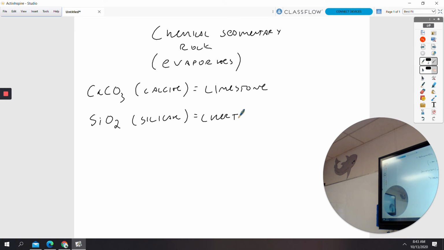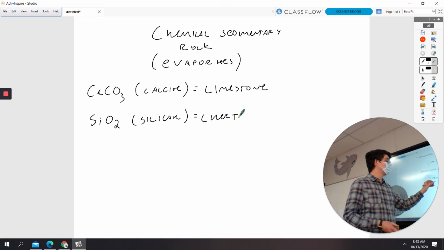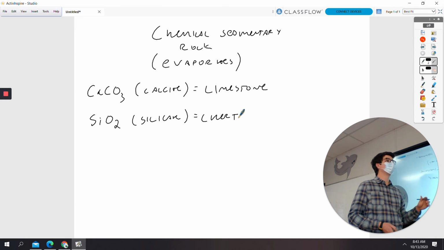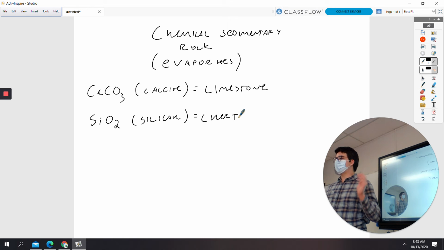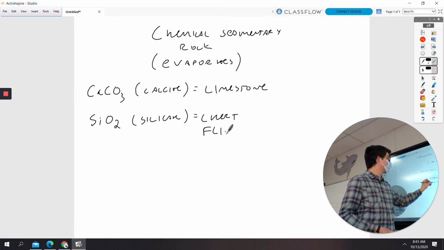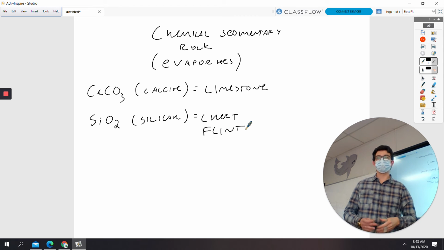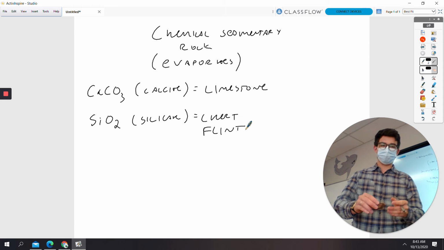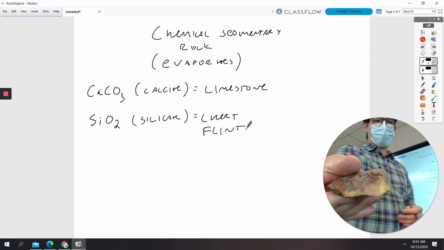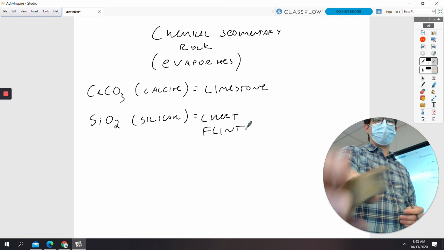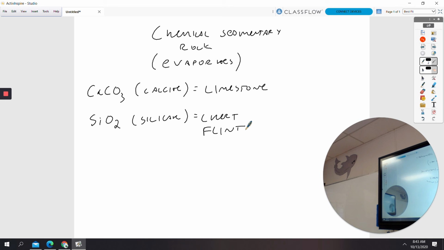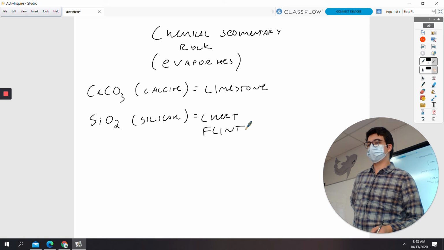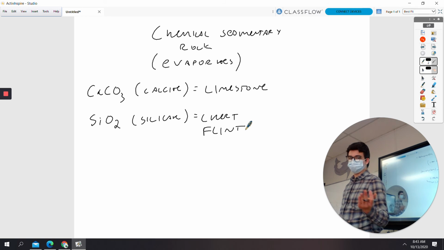Is that C-H-E-R-T? Yes, C-H-E-R-T. It's chert if it's light colored, and it's flint if it's dark colored. So you've heard of flint, I'm pretty sure. This one is kind of in between, so a person could call that either chert or flint, but it's made out of silicate. It's very, very smooth. In general, the chemical sedimentary rocks feel smooth, whereas the clastic ones feel rough to some extent.